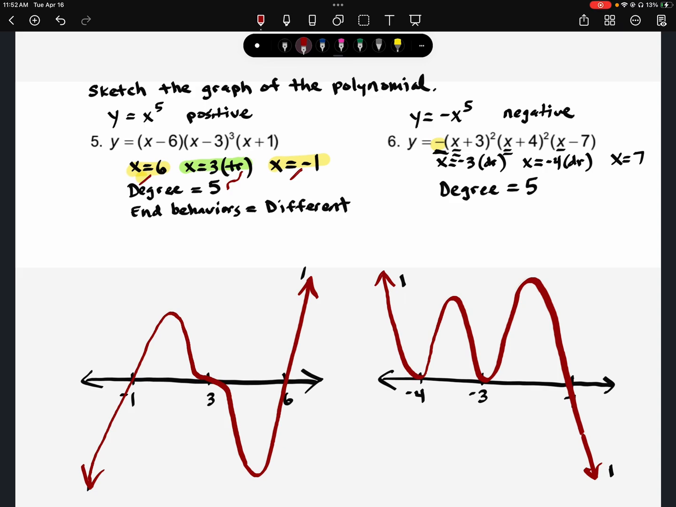So again, this is 5 and 6. If you have additional questions on these, please let me know. And if you need additional practice, also let me know that as well.